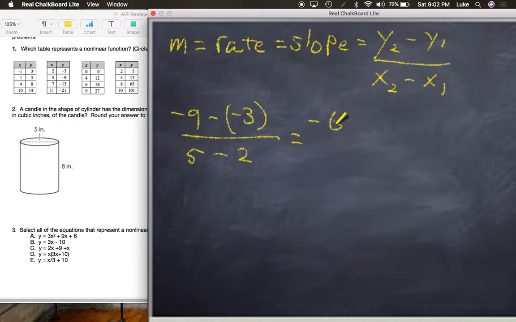But we have that negative sign here, so let's not forget that right away. That's going to give us a negative 6 over 5 minus 2 is 3. So now that's going to reduce to a negative 2. And we're going to see if this is going to stay constant in our table here. So let's see if we continue with a negative 2. Let's go on to a y2 of negative 13 and a y1 of negative 9.